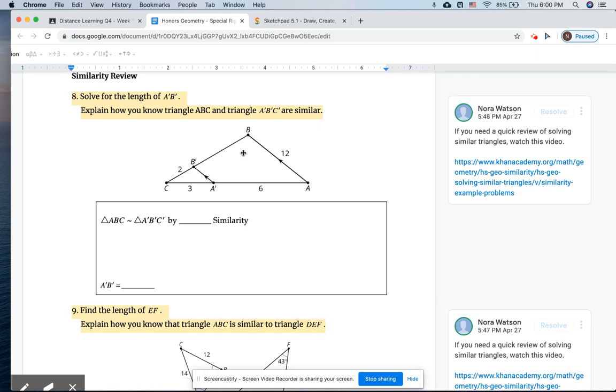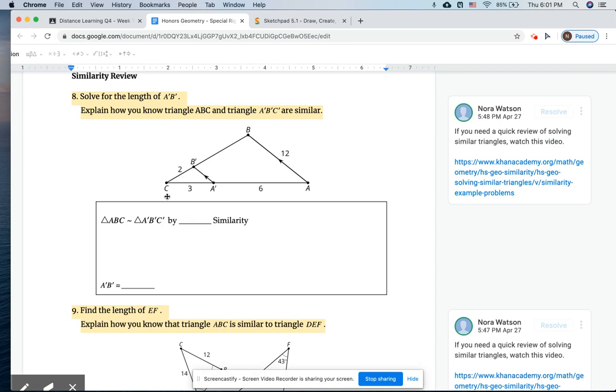And it looks like you're trying to figure out the length of A prime, B prime. Well, you know that AB is 12, and you know that AB corresponds to A prime, B prime. You also know that you have a side length of 3 corresponding to a side length of 9. So that tells you that the scale factor relating the small triangle to the big triangle is 3, because this length is 3 and the whole length is 9. Okay? So show your work to figure out the length of A prime, B prime.